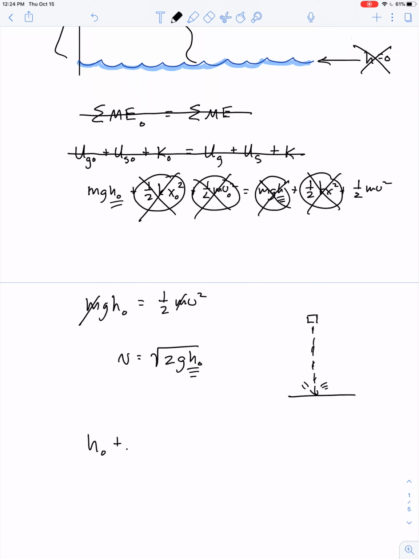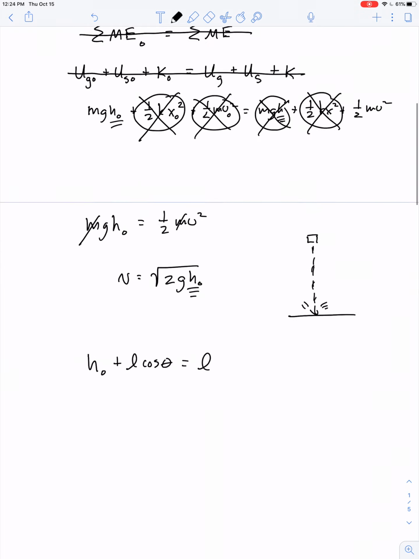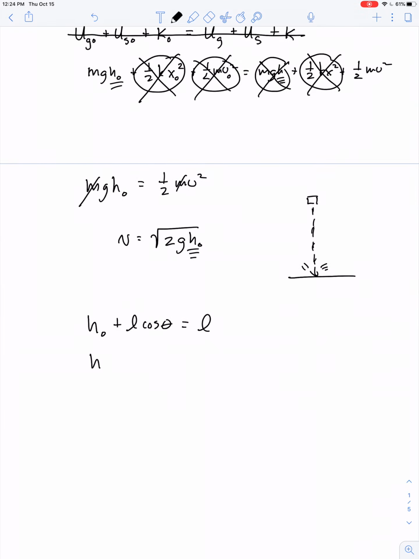H naught added with L cosine theta is equal to the overall length. So H naught is equal to L minus L cosine theta, or if we want, we can factor out the L. Say it's L times the quantity 1 minus cosine theta. Okay, so step 1 was the law of conservation of energy. Step 2 was reducing it to the forms of energy that are applicable in this problem. Step 3, we do algebra to solve for the final velocity.